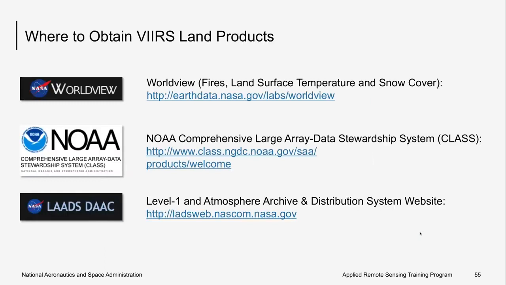As with MODIS and Landsat products, there are multiple places where you can find VIIRS imagery. One of the most common is Worldview, shown here. There's also the VIIRS Active Fire Mapper, as well as NOAA Class Portal, and the LADS web portal that has MODIS and VIIRS products available.